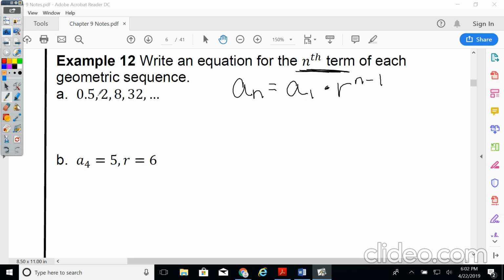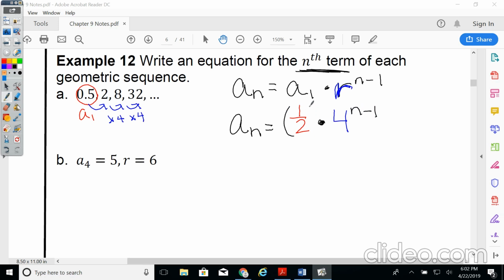So a sub 1 is 0.5. I'm going to write it as 1/2 times r. Well, I have to see what these are going up by. What are we multiplying consecutively by to get to the next one? Looks like we're multiplying by 4 each time. So r is 4. And we do n minus 1. The fraction is there, so I'd put the fraction in parentheses. We don't need parentheses around the 4 because it's not a negative number.